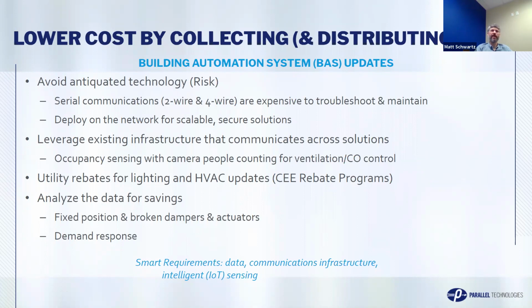So serial communications, 2 and 4 wire, they're expensive to troubleshoot, they're expensive to maintain. We like to deploy on modern networks for scalable, secure solutions. We leverage existing infrastructure that can communicate across different solutions whenever possible. One example of this might be taking occupancy sensing off of people counting on cameras and pushing that over to the building automation system to control ventilation and CO.